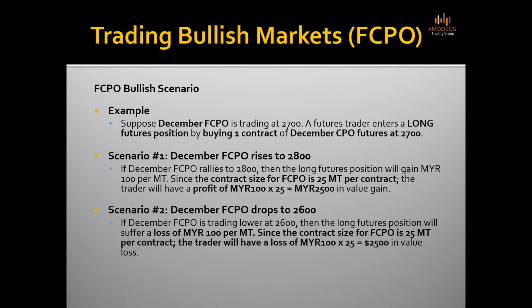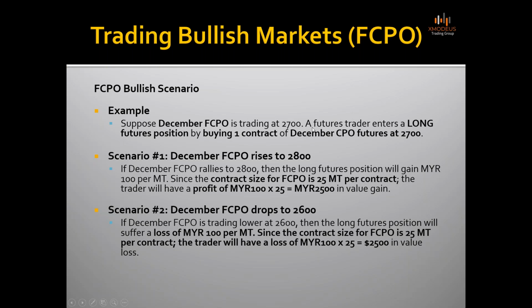Okay, so if you feel that the commodity markets globally are looking very bullish, and you feel that the same trend will apply to the Malaysian CPO market, so you are bullish. What you can do is buy one contract of December CPO futures. For example, if December FCPO is trading at 2007, a futures trader will enter a long position. Long is a terminology that we use in futures.